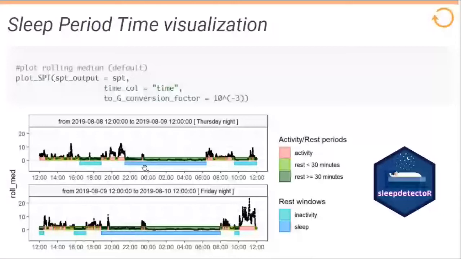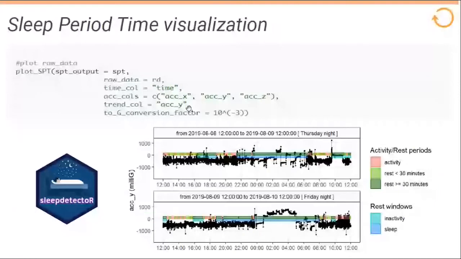And another visualization we can also retrieve is this kind of visualization. So we can provide the function, the raw data set, and also a trend column. In my case, I choose the y-axis of the accelerometer. And so I can see the trend of the raw data on the detected windows of inactivity and sleep.